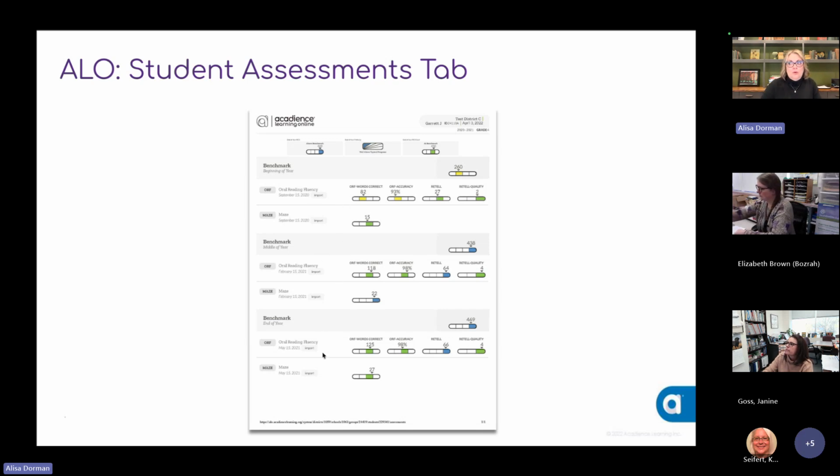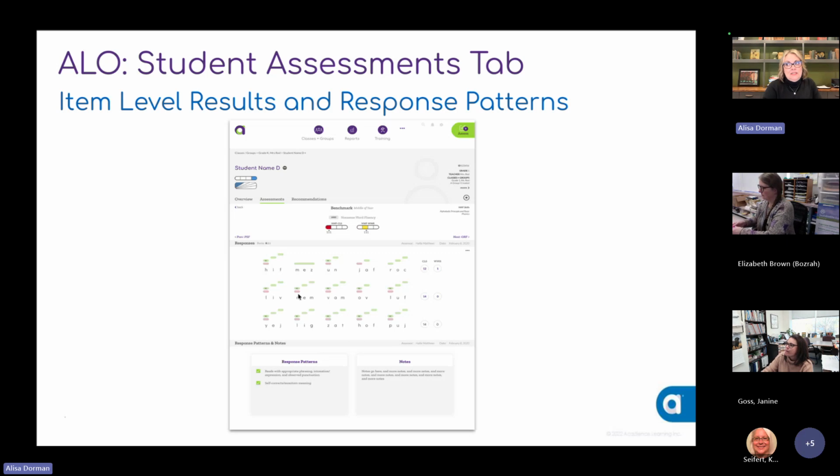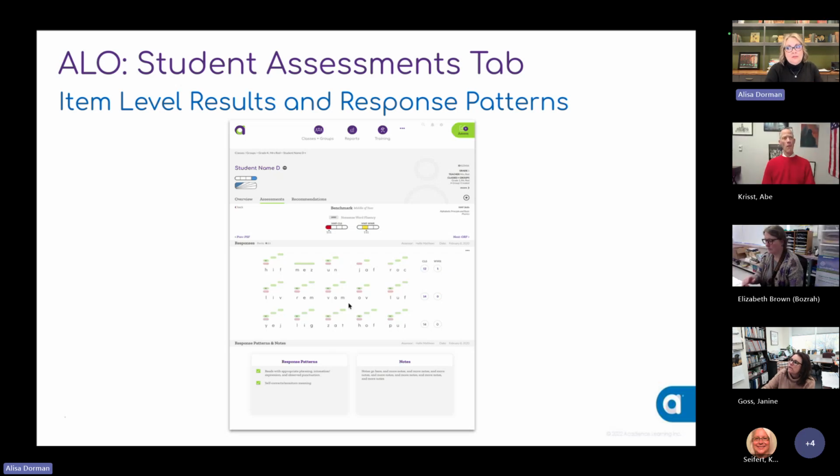Now I want to drill into one of those measures, and I want to get in to see the actual item level response patterns. So you can go from always the bigger view, drilling into smaller views, and ultimately to the smallest view when you digitally score.